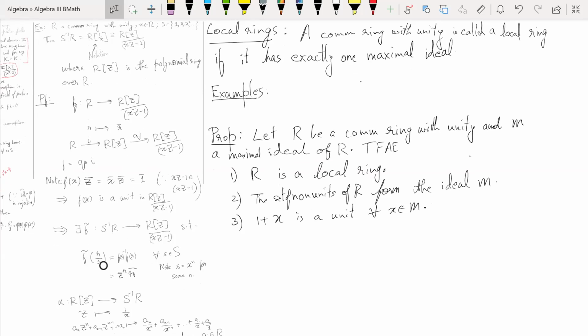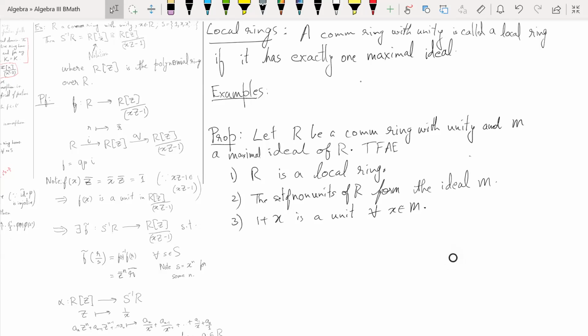Okay, so what is a local ring? A commutative ring with unity is called a local ring if it has exactly one maximal ideal. Most rings which we see, Z, or a polynomial ring over Z, or a polynomial ring over a field, Q[x], etc., are not local rings. They have many maximal ideals. But we have seen some examples of rings which are local rings. Can you give me one example of a local ring? A ring which has only one maximal ideal?